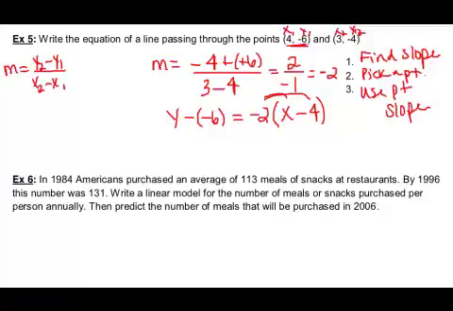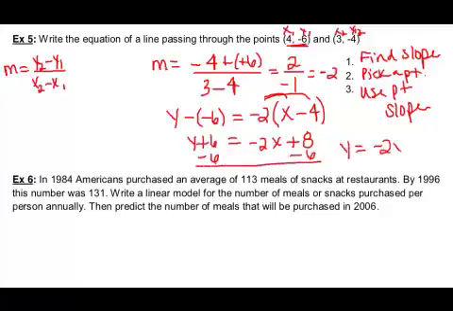So y minus a -6 is the same as y plus 6. If we distribute, we get -2x plus 8. Notice we have a negative and we're subtracting. Negative and negative means plus. And then we're going to get y by itself, so we're going to subtract 6. So y equals -2x plus 2 is our final equation.